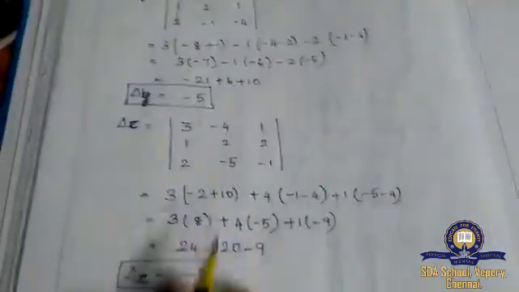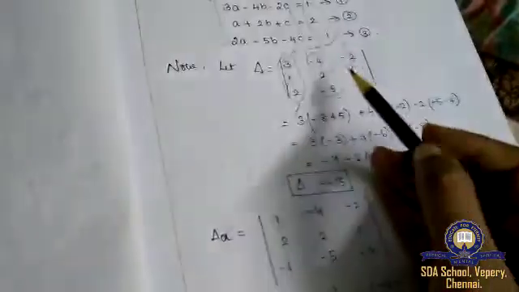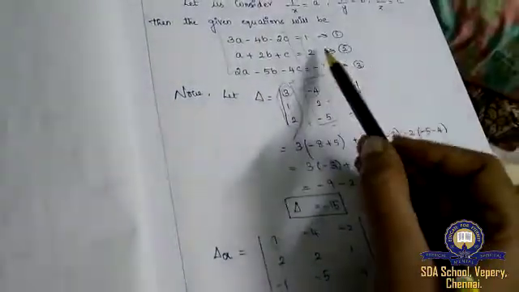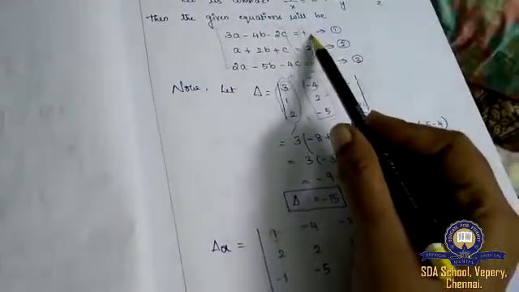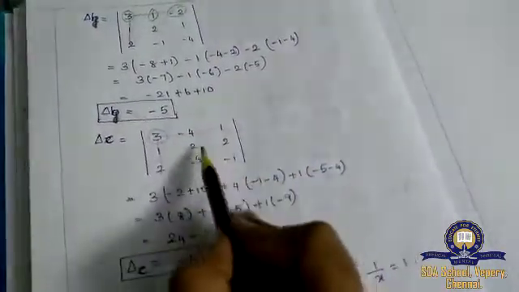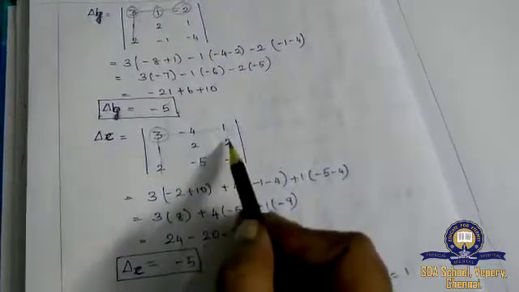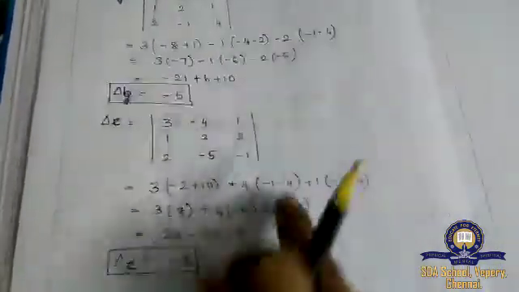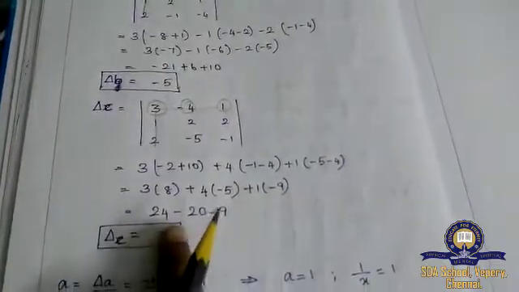And similarly delta C. For delta C, what you have to keep as it is? You have to keep A and B as it is. Instead of C, you're supposed to substitute 1 to minus 1. So see, 1 to minus 1. And similarly, first element corresponding row columns deleted. 2 into minus 1 minus 2 plus 2 5s are 10. Again you have to do it for all the elements, and my delta C is equal to minus 5.